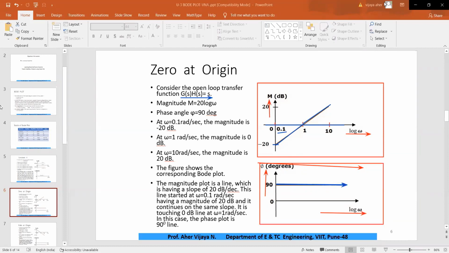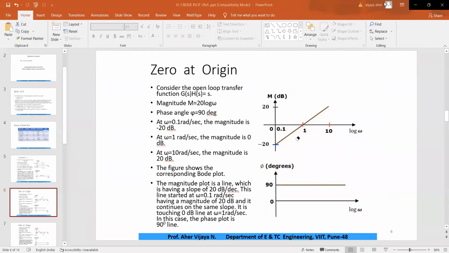The first one is your magnitude plot, and the second one is your phase plot for the given open loop transfer function G(s)H(s) is equal to s. Okay, we have seen the second condition. Now let us look at the third condition. What is left now? Let us move ahead.